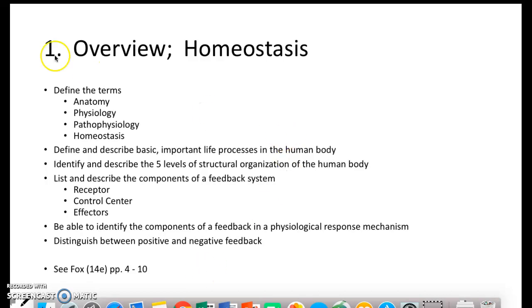I've called this number 1, Overview in Homeostasis, since homeostasis is mostly what we're going to be talking about. I've given you some learning objectives here, and these are things that you should be able to do or understand by the time we're done. If you want to follow along in the textbook in the 14th edition of Fox, this is going to be pages 4 to 10.